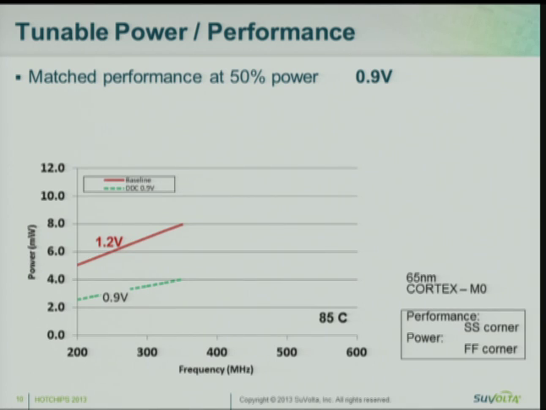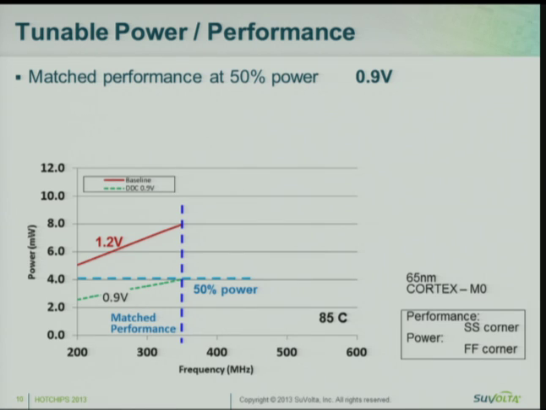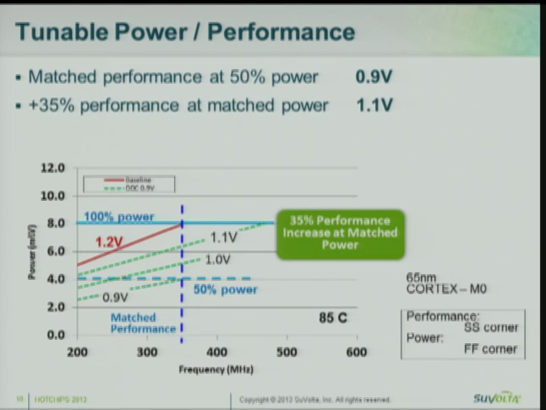If we look at it the other way, what kind of performance can we get as we raise the voltage? I'm showing that on this chart, and we start with the same point we saw in the previous chart, which is the DDC operating at 0.9 volts, the baseline at 1.2 volts, and we're achieving half the power at matched performance to the baseline. And again, the power is at fast, the performance is at slow, which is a typical ASIC design methodology. As we increase the voltage, we get to the point at 1.1 volts where we match the power. And this comes at a 35% improvement in performance.